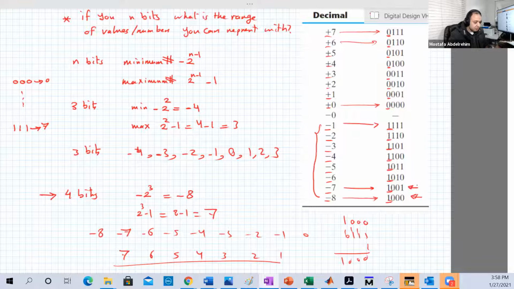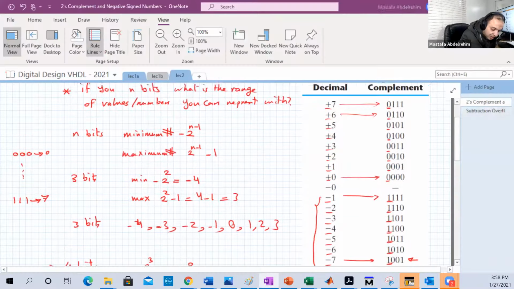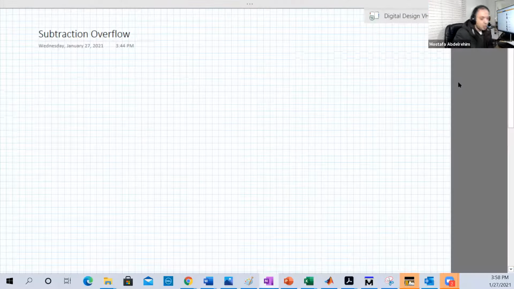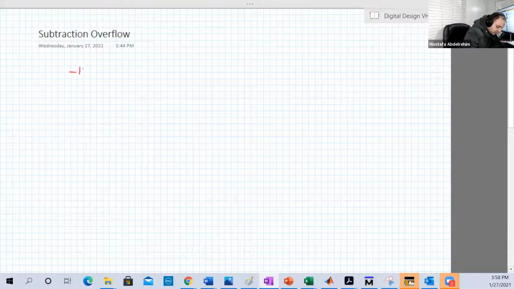Okay, so now what is the relation between this and our second topic in this lecture, which is the subtraction operation? If you are not considering such a limit on the range, then you might get an overflow in your subtraction operation. So let's have an example and see the problem with our own eyes. Let's add up -15 and -3.